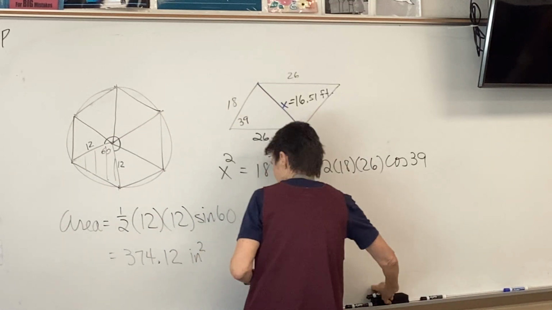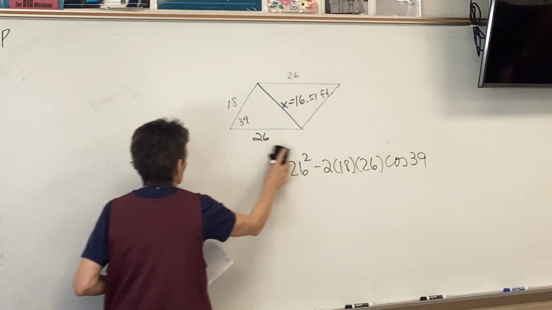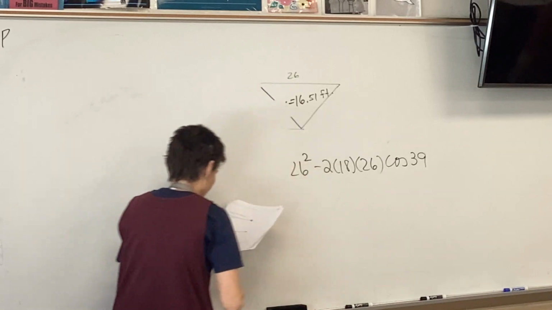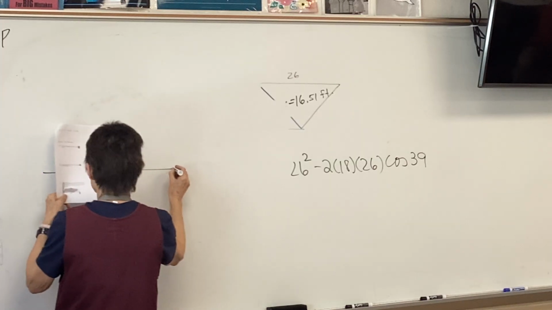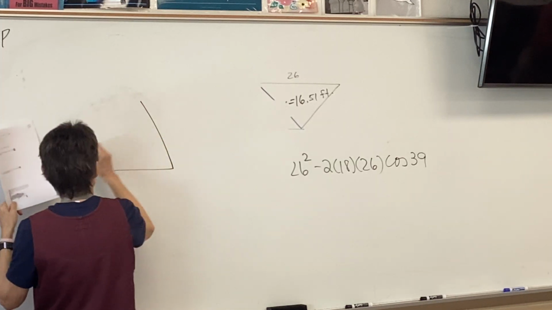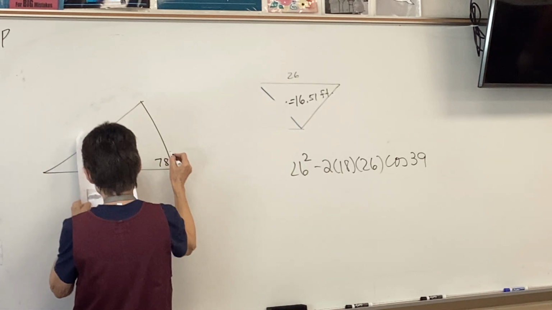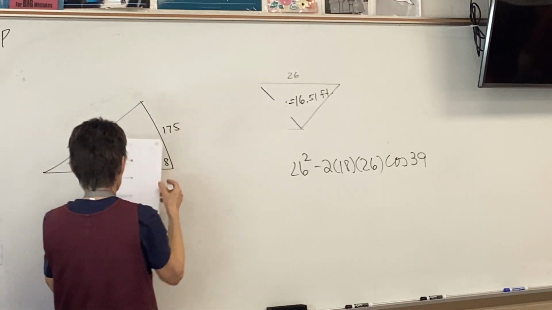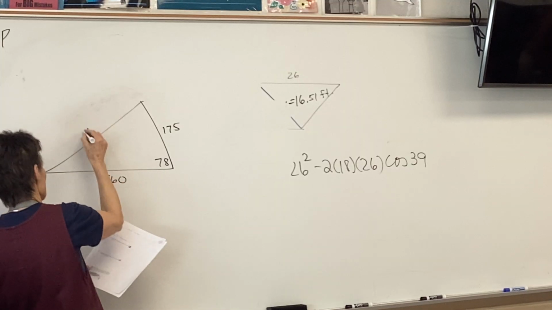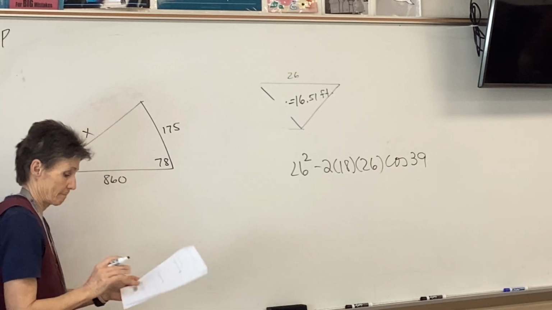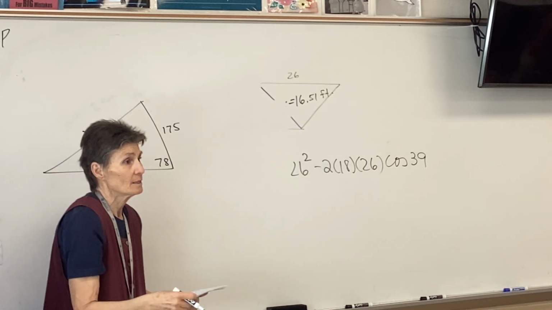Now measuring across the lake. You've got all these measurements made. This is 860, 78, 175, and the question is he's got to find this distance across. Same thing as we just did, it's a law of cosines.